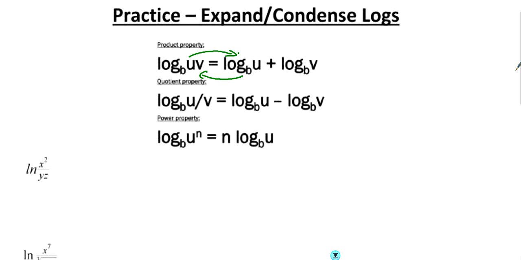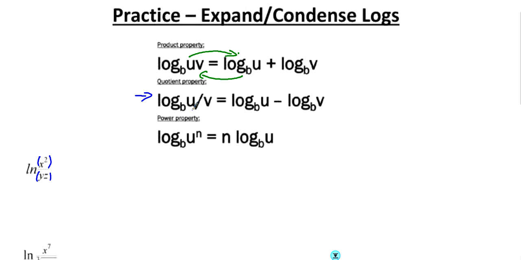For instance, this first problem, it's already condensed. It's in its condensed form. So the first one, we're going to expand it. We're dealing with the natural log here. So remember, there are parentheses in division like this. So before we can do the top or the bottom, we've got to deal with this division. So we're going to be using the quotient property, this one right here.